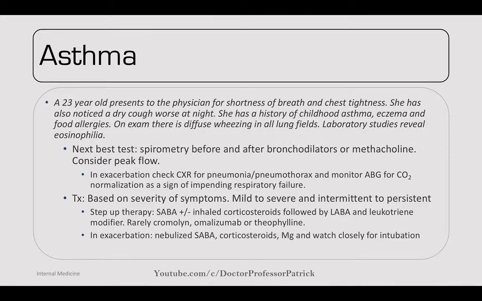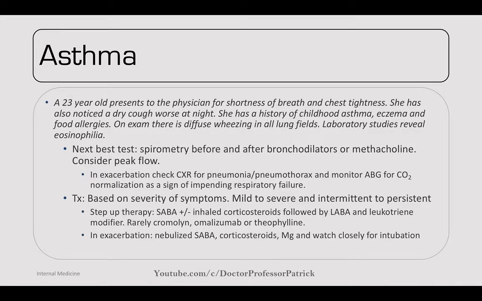Laboratory studies reveal eosinophilia. So your next best step is going to be spirometry before and after bronchodilators, or you can try a methacholine challenge, which is a cholinergic medication that can induce a bronchospasm. So in exacerbation, you want to check a chest x-ray for pneumonia or pneumothorax, and you want to monitor ABGs for the CO2 normalization. If it's normalizing, that's a sign of impending respiratory failure.